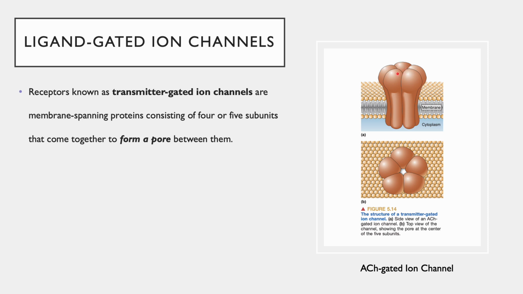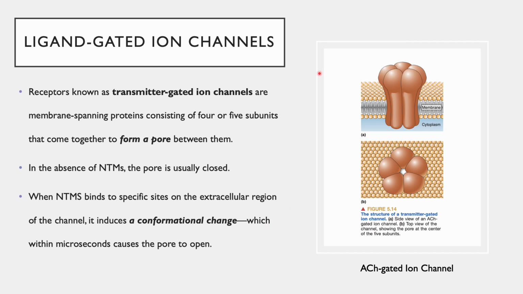So essentially, when these protein subunits come together and form the receptor, they form a pore in between them. And typically when the cell is at rest or that neurotransmitter is not present, the pore is going to be closed. So when neurotransmitters actually come and bind to specific sites on this extracellular region, it induces conformational change, which is simply when the structure changes shape. This occurs within microseconds and causes the pore to open. The functional consequence depends on which ions can pass through the pore. In our example, we're going to talk about acetylcholine-gated ion channels.